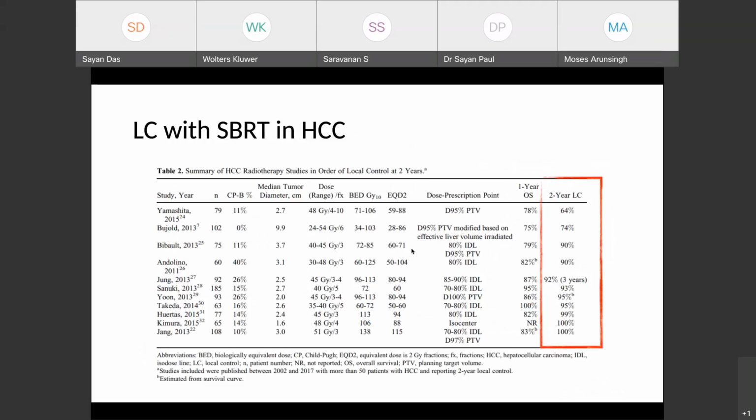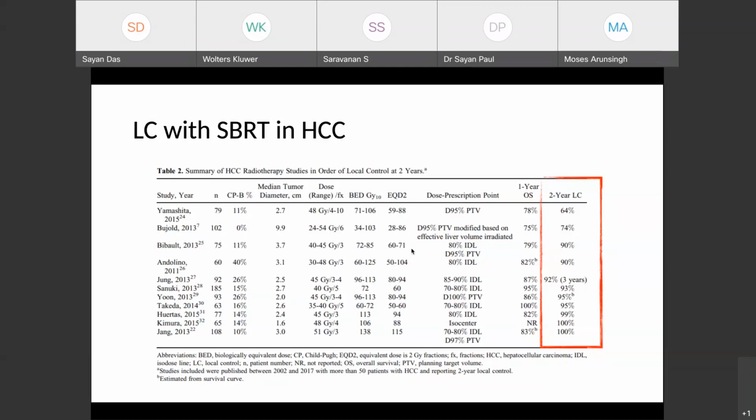Now, what sort of local control do we achieve with SBRT in hepatocellular carcinomas? I don't know whether you're able to see the table clearly, but just focus on the last column. It looks at 2-year local control. The values range from around 65 to up to 100%, even at the end of 2 years, which is amazing. This tells us that yes, SBRT is effective, giving you excellent local control rates, and some papers have even reported long-term survival rates.